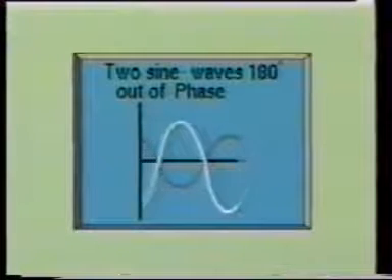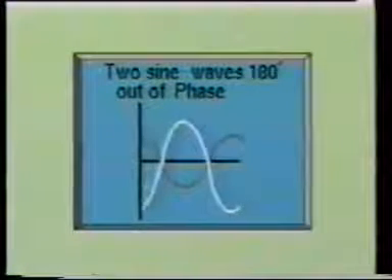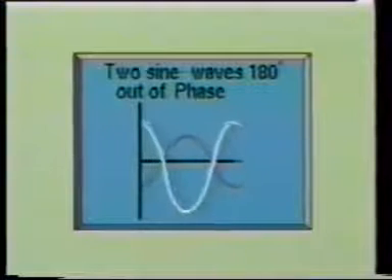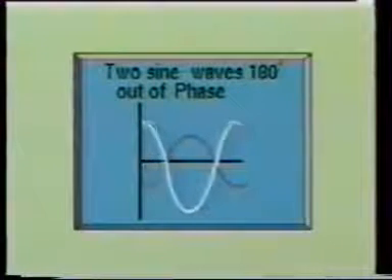Here we see two sine waves which are 180 degrees out of phase. These two waves will go through their zero values at the same instant, but one is increasing in a positive direction while the other is increasing in a negative direction.